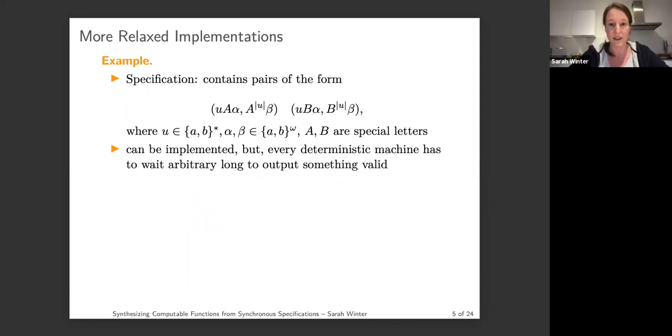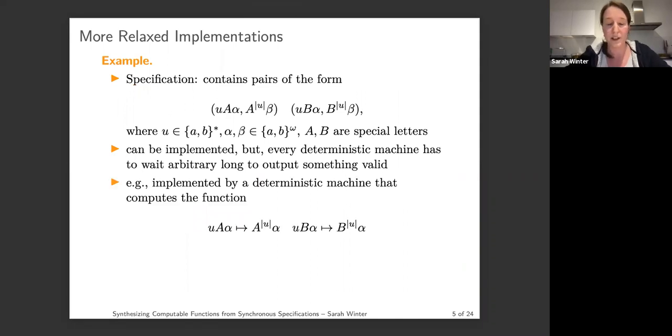Yeah, and as said, for the implementation, in order to make this by some kind of deterministic machine, we have to wait until we know whether we have to start with big A or big B.